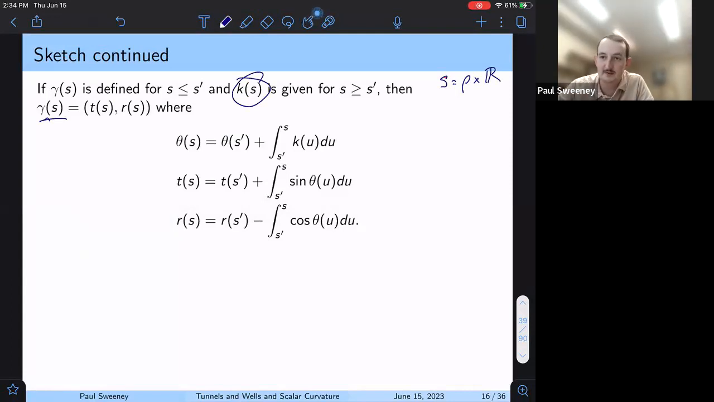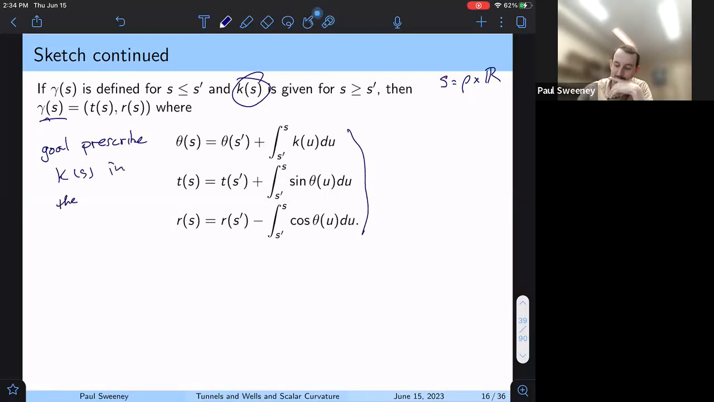And how do you get gamma from a geodesic curvature? Well, these are the formulas. Geodesic curvature gives you the angle, and then once you know the angle, you can calculate the R position and the T position, the height and the depth. Using these, we'll prescribe a K. So the goal is to prescribe K of S in the right way. We'll inductively define K and then do a smoothing procedure at the end.